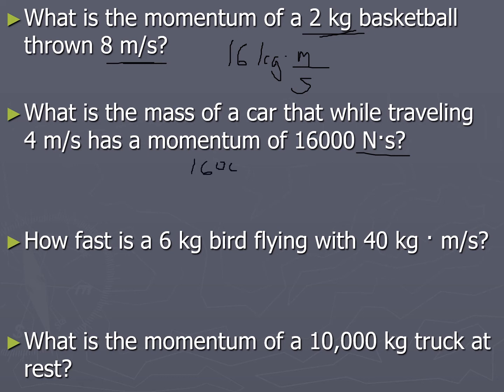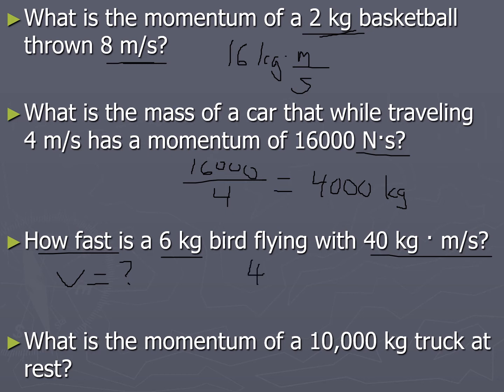Momentum divided by velocity is going to be the mass. So the mass would, of course, be 4,000 kg. Mass is kg. This is really simple. How fast? So we're looking for velocity. 6 kilogram bird flying with 40. Just divide. Divide. It's that easy. 40 over 6. I'm going to keep it moving.